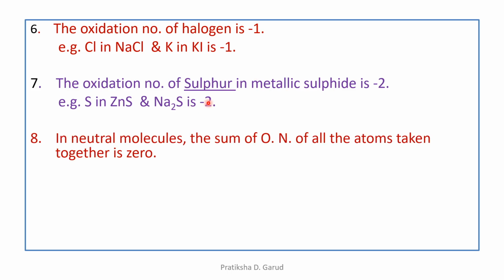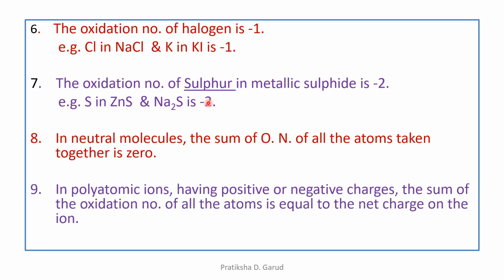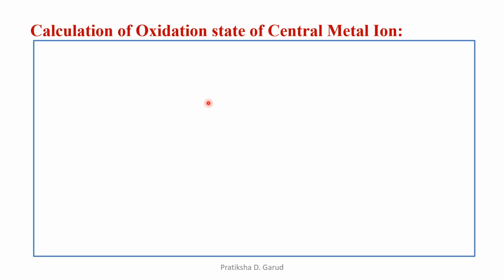Then rule number 8, in neutral compounds, the sum of oxidation numbers of all the atoms taken together is always 0. And the last rule, that is rule number 9, in polyatomic ions having positive or negative charges, the sum of oxidation numbers of all the atoms is equal to the net charge on the ion. So these are the rules.